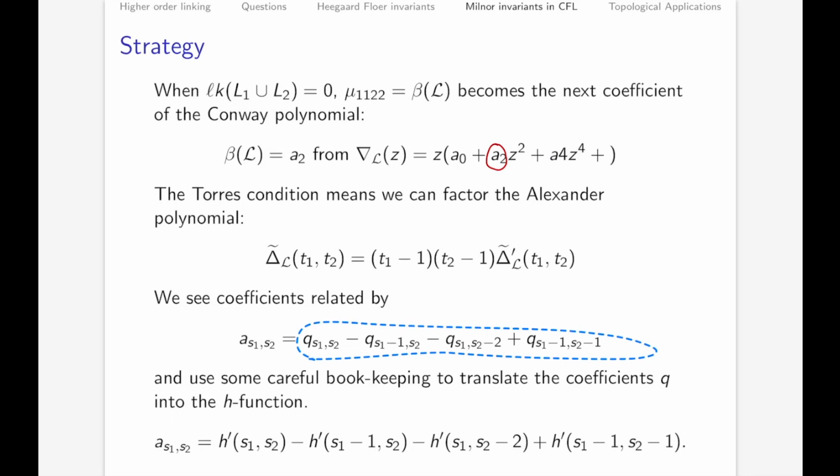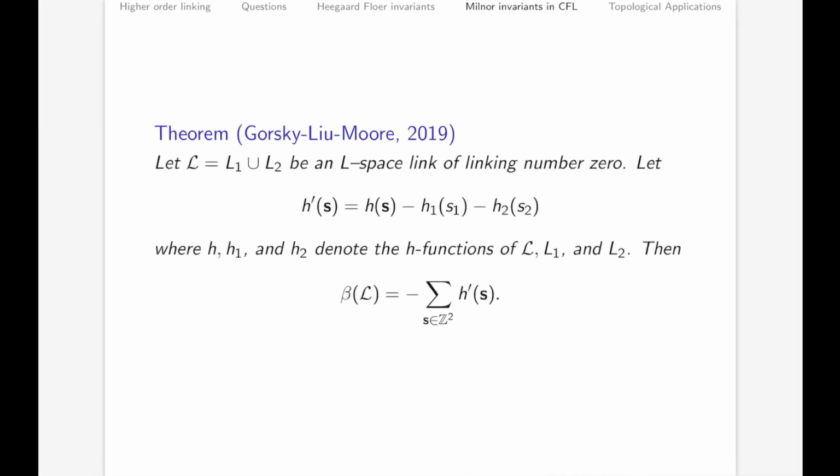And what h prime really is, is a state sum formula for the h function taken over the sublinks. What you produce is a formula that looks like the Sato-Levine invariant as the sum of h prime. And we're looking at two-component links here, only two-component links. And so what h prime looks like is going to be the h function minus the h function of the first link component minus the h function of the second link component.